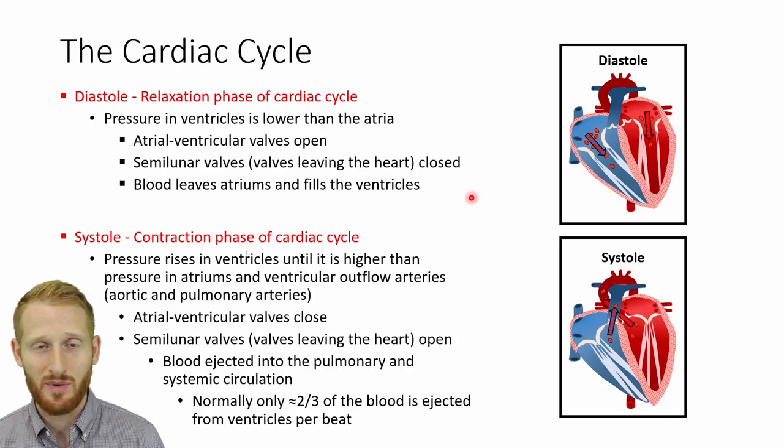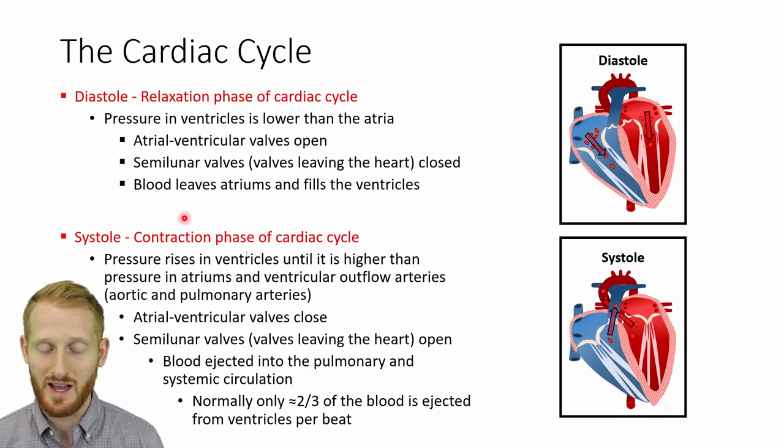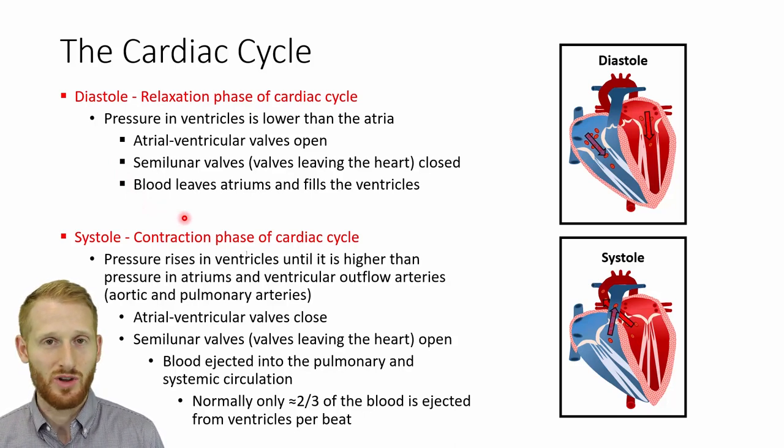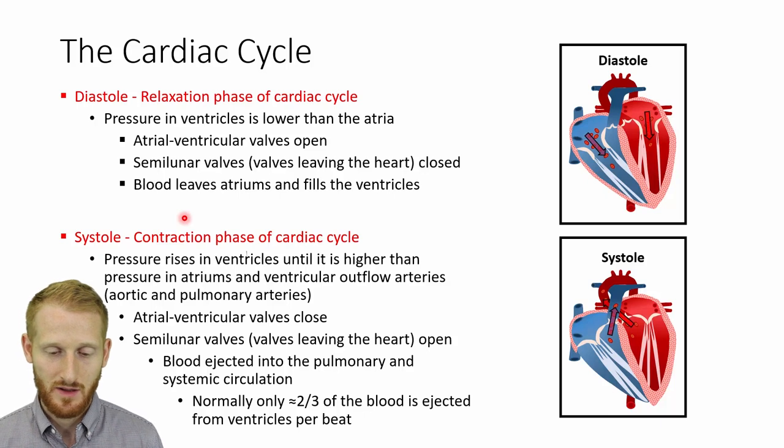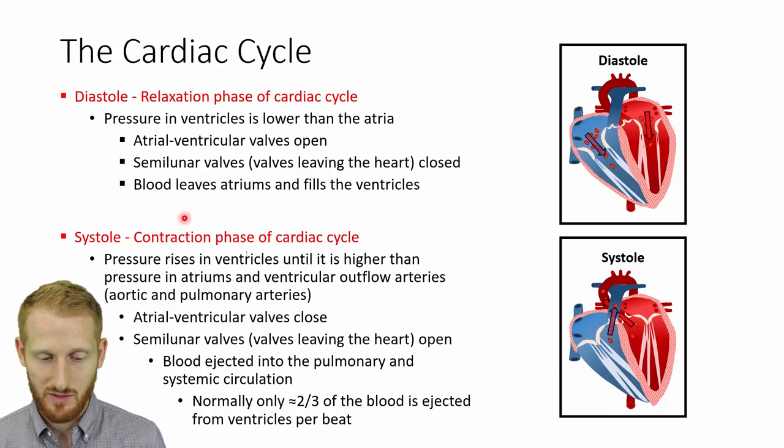All right, so that's all happening during ventricular diastole. It's important to note that when I say diastole or systole and I don't specify which type, I'm talking about ventricular diastole and systole. It's also atrial diastole and systole. They do not happen at the same time as ventricular diastole and systole. They happen out of sync with each other.